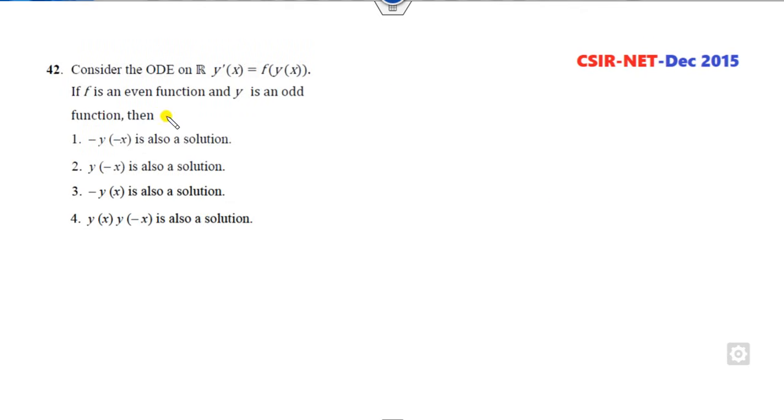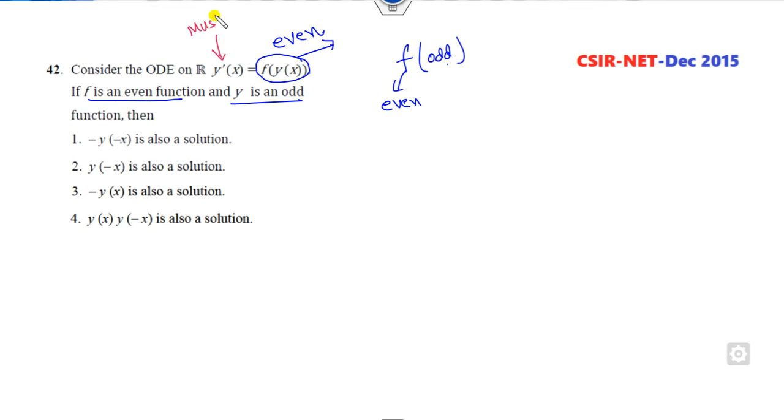Okay, which of the following is, that's a very simple. I think f is an even, y is an odd. So what is the meaning of that? This part, f is an even. Whatever the odd function, if you apply on the even side, what will be the result? It will always be even. Fine. So it means the left hand side must be even, then only the equality will hold.